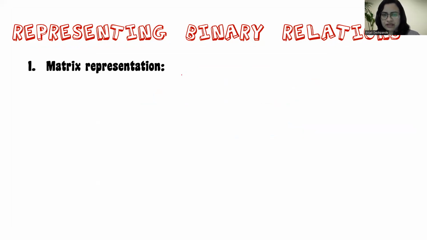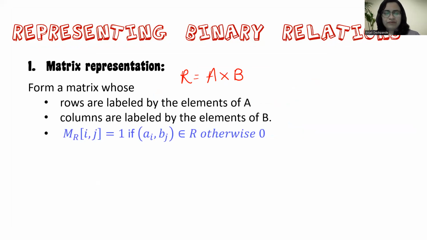Let's say you are given a relation R on the sets A and B. Then we have to first form a matrix in which the rows are labeled by the elements of set A and columns are labeled by the elements of set B. So in this matrix, the ijth entry will be 1 if the tuple aibj is present in the relation R. Otherwise, that entry will be marked as 0.